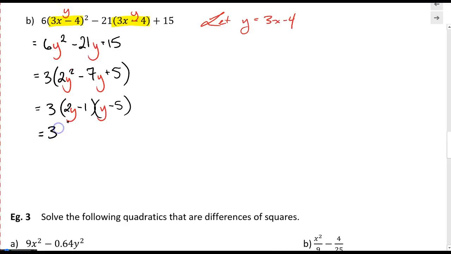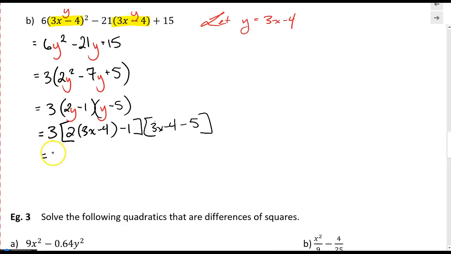So that's where it starts to look the same as our previous question. We've got 3x minus 4 minus 1 and 3x minus 4 minus 1. Oop, not minus 1, minus 5. Be careful you don't make mistakes like that and just write the same thing twice.